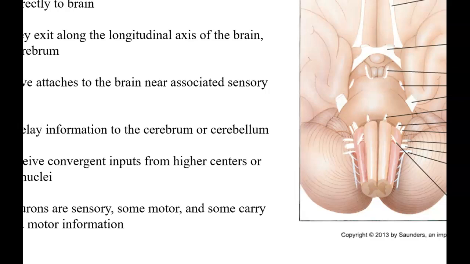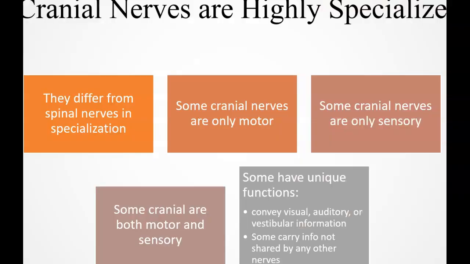Some cranial nerves are specifically sensory, some are specifically motor, and some carry both sensory and motor information. So again, these cranial nerves are highly specialized and differ from your average spinal nerves in their specialization. Some cranial nerves are motor, some are only sensory, and some are both. And some have unique functions.